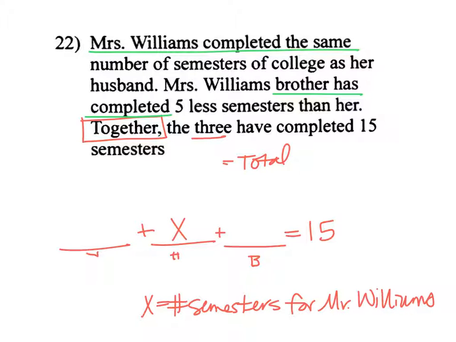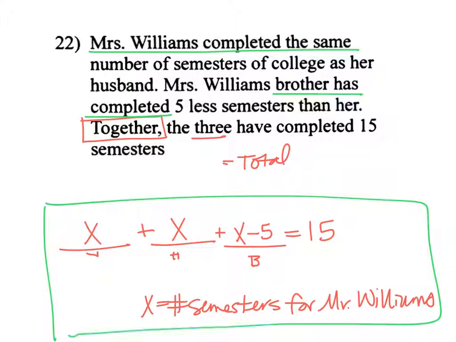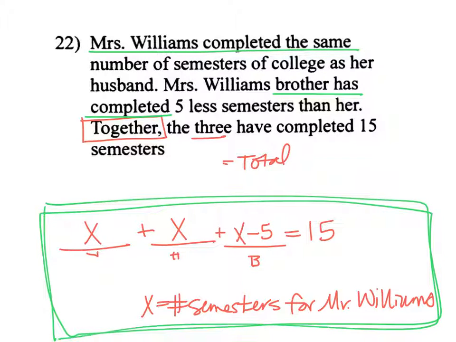All right, it says Miss Williams completed the same number. So if her husband has X, then she has X. And then her brother has completed 5 less. So that's going to be X minus 5, because you're going to take her amount and subtract 5. So lastly, you don't want to combine anything. You don't want to do any more than you have to do. So we're just going to leave that right there as our answer.